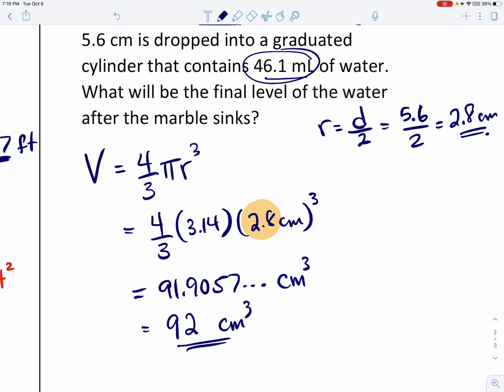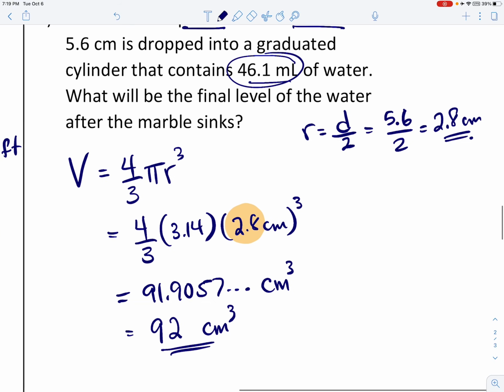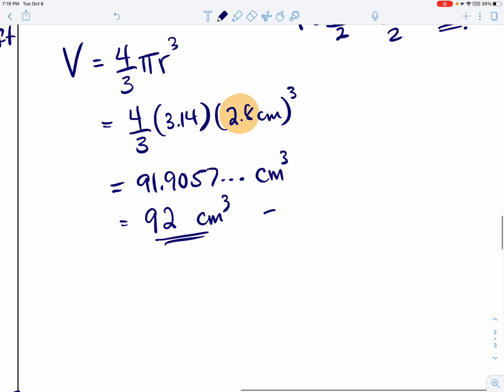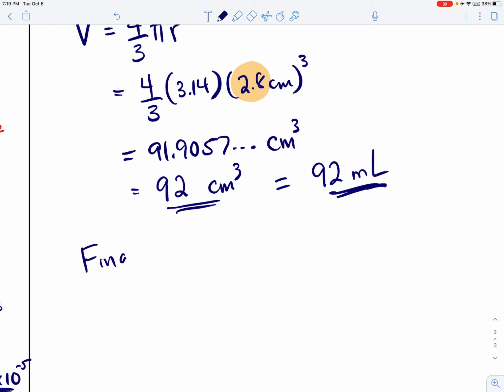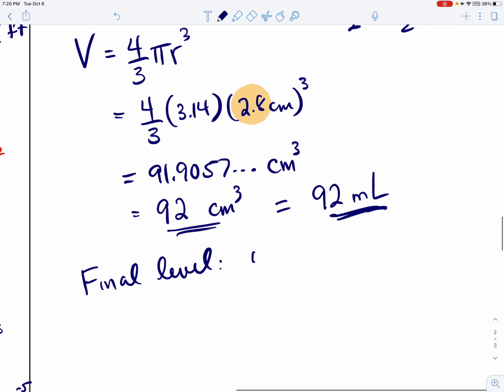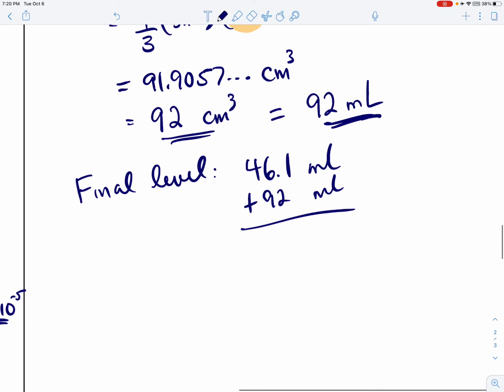Now, this sank in the water. There was already 46.1 milliliters of water, so therefore the volume will go up by 92. Remember that 1 cubic centimeter is the same as 1 milliliter. So this is the same as saying 92 milliliters. So the final level of the water would be the original level, 46.1 milliliters, plus the 92 milliliters, the volume of this sphere.